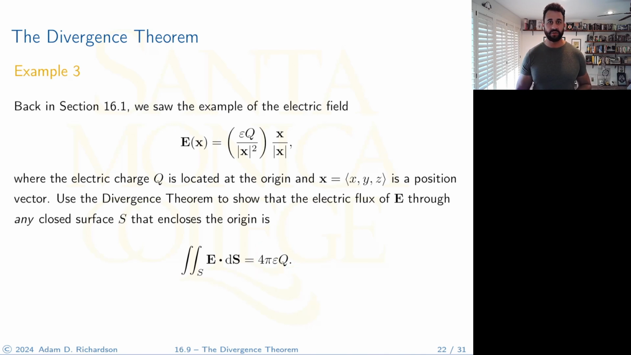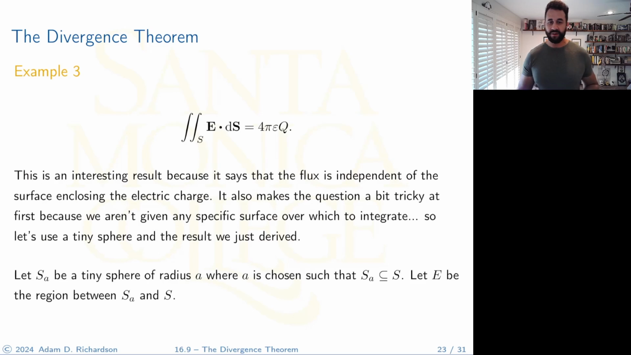So that's what we're going to do. We're going to show that no matter what, the flux of E through any closed surface, it doesn't matter what closed surface you use, as long as it's containing that charge Q, is going to be this value right here. That's the goal. So it's interesting because it says the flux is independent of the surface. So that's kind of a bizarre result, but we're going to prove it mathematically.